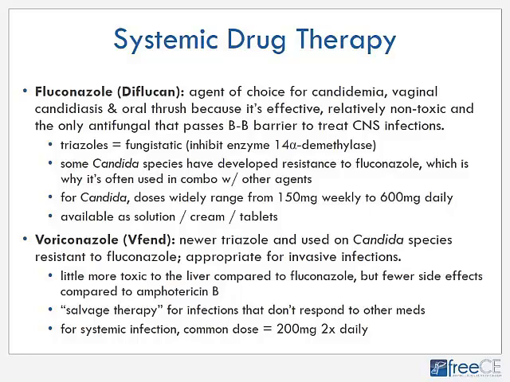Voriconazole, or Vfend, is a newer triazole used on Candida species resistant to fluconazole, and it's also appropriate for invasive systemic infections. It's a little more toxic to the liver compared to fluconazole, but has fewer side effects compared to amphotericin B. Vfend is considered basically a salvage therapy for infections that don't respond to other meds. And in terms of a systemic infection, the common dosage is about 200 milligrams twice daily.